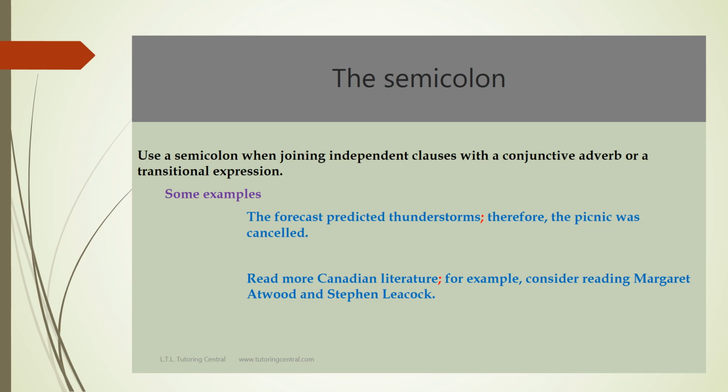The second example uses a transitional expression. Read more Canadian literature; for example, consider reading Margaret Atwood and Stephen Leacock. Now in this case, you have the semicolon before the transitional expression and the comma after. So the punctuation is the same for transitional expressions or conjunctive adverbs used in this way. And again, you have two complete sentences.